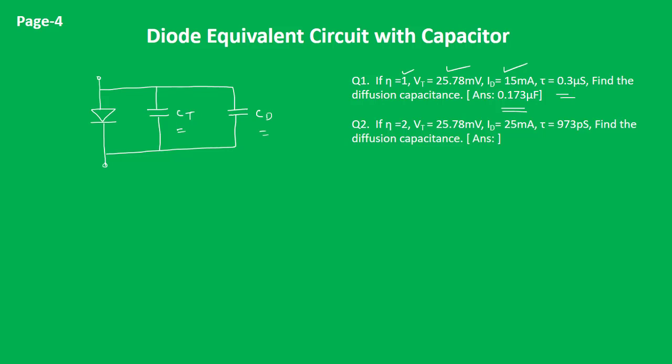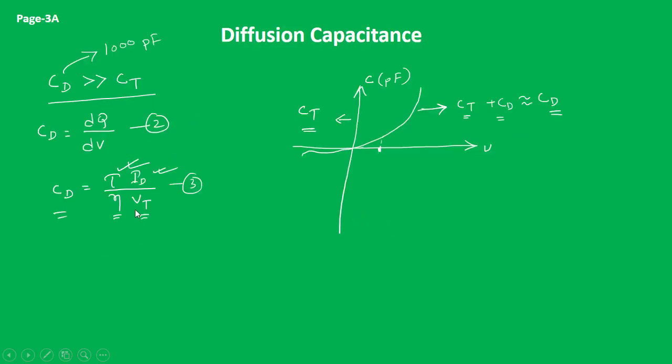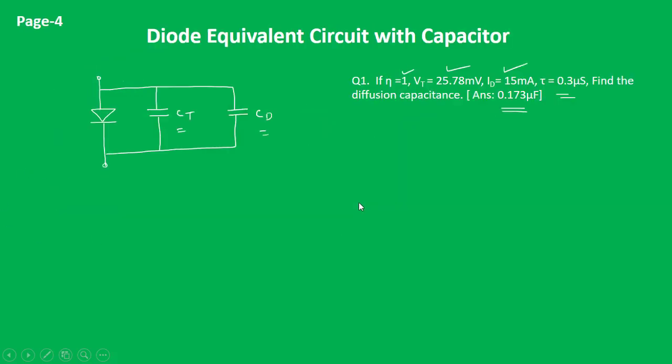And the second problem, here I have not given the answer. All the values of eta, Vt, Id and tau are given. You simply put them in equation number 3, and you have to find the diffusion capacitance. And after solving question number 1 and question number 2, please compare them.